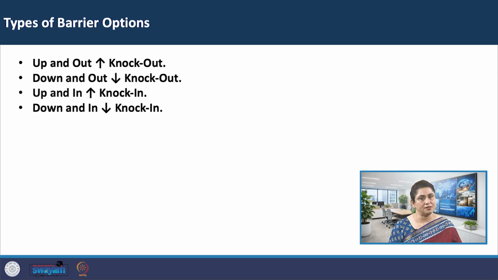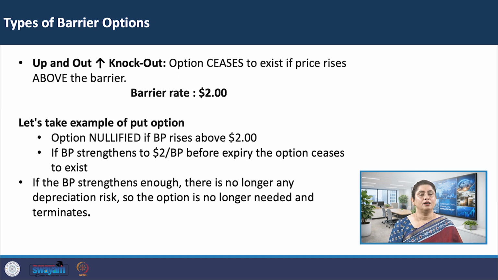There are four main types: up and out, up and in, down and out call, down and in call, and there can be many more in this. We can have up and out call, we can have up and in call. Let us consider a few examples here.